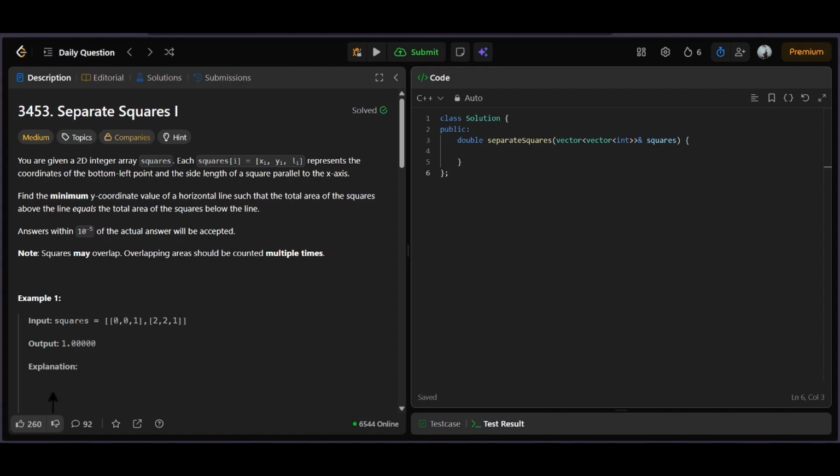Hey guys, so today we'll be solving the daily problem. It says Separate Squares 1.